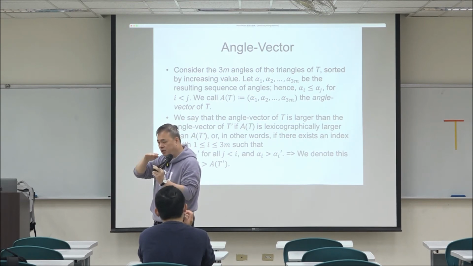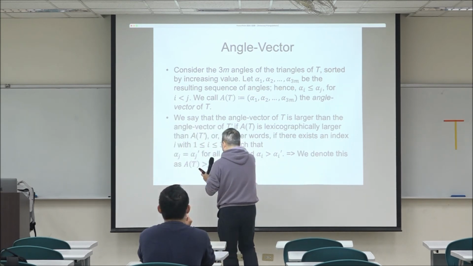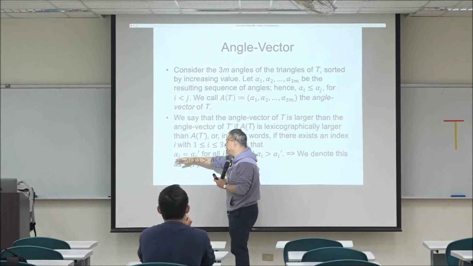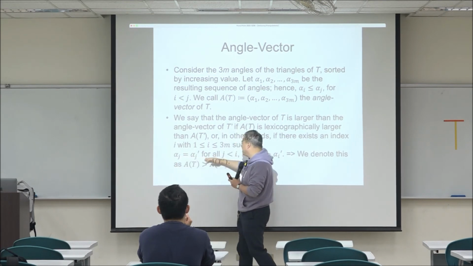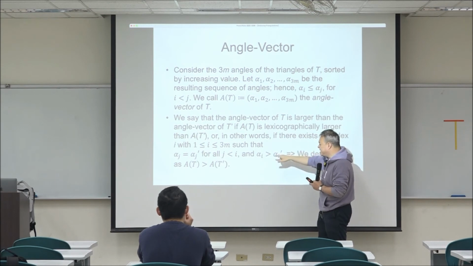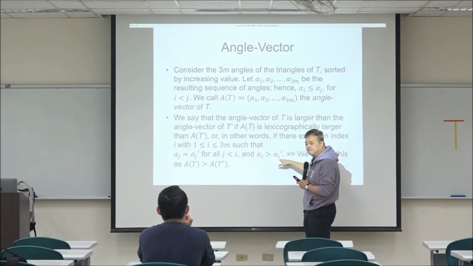Both angle vectors have their angles in increasing order. Before the index I, the components in the angle vectors are basically the same. But for index I, alpha I is greater than alpha I prime.